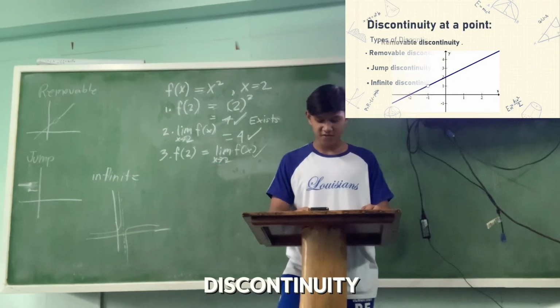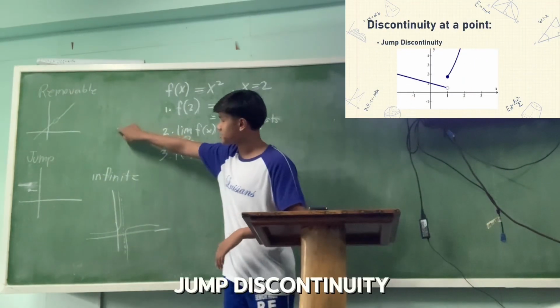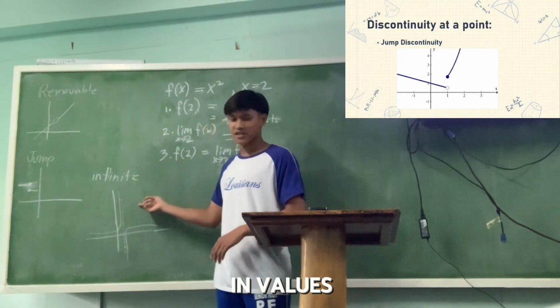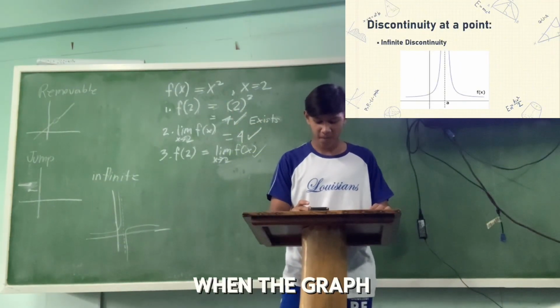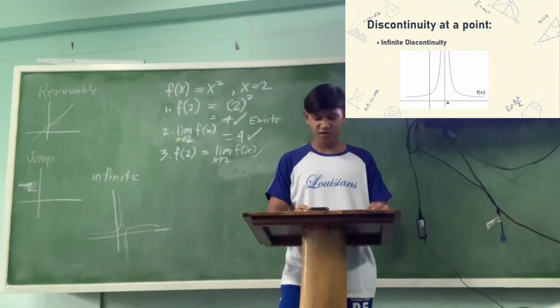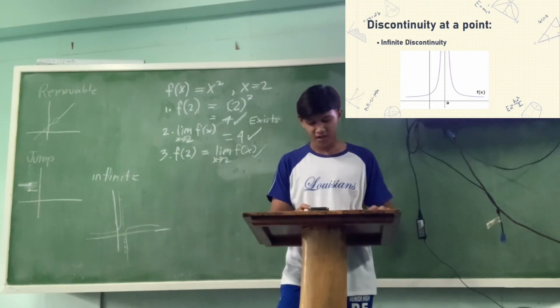Removable discontinuity, a hole in the graph. Jump discontinuity, a sudden jump in values. Infinite discontinuity, when the graph goes to infinity, like at x = 0.